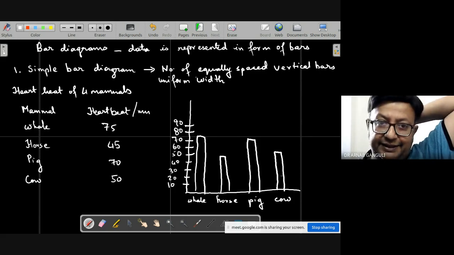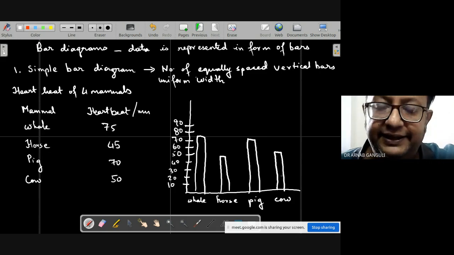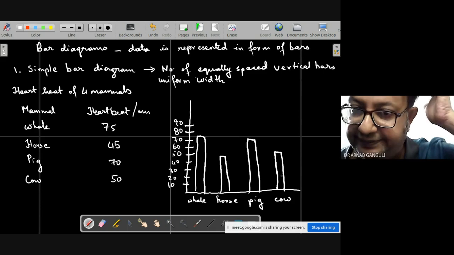So this is clear. This is a simple bar diagram. Is this clear? Yes, sir. Okay.